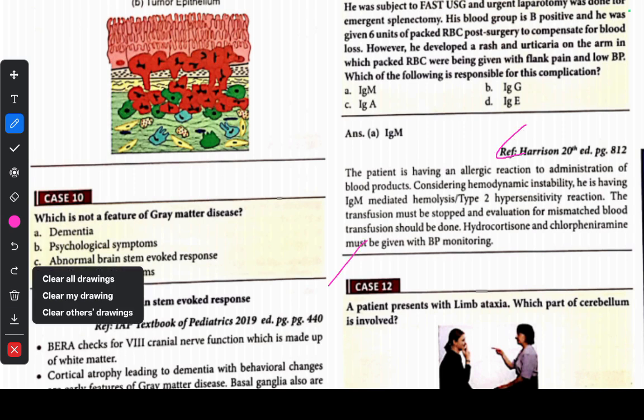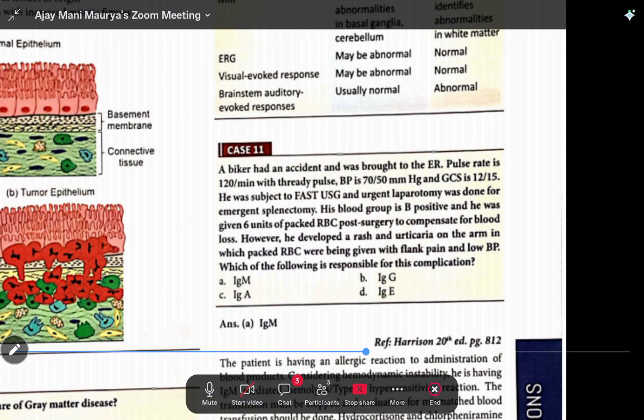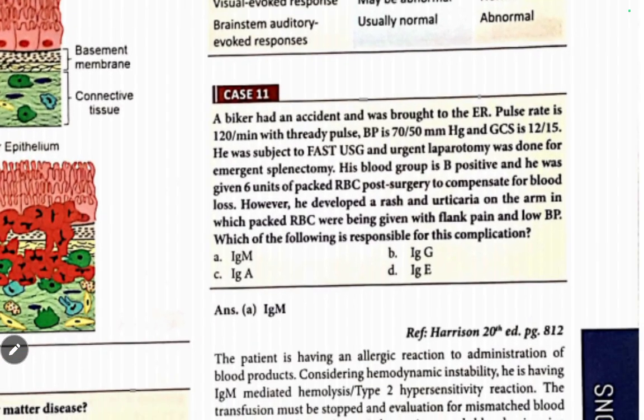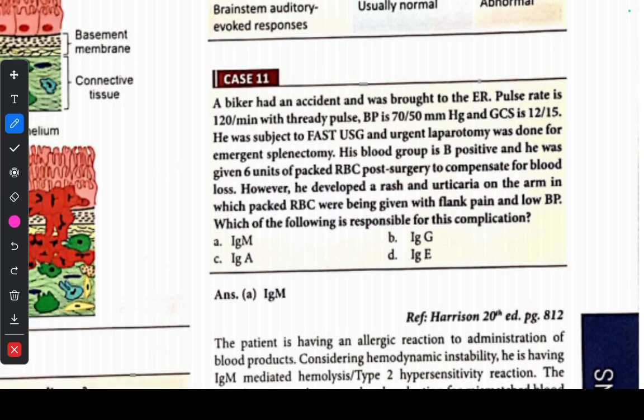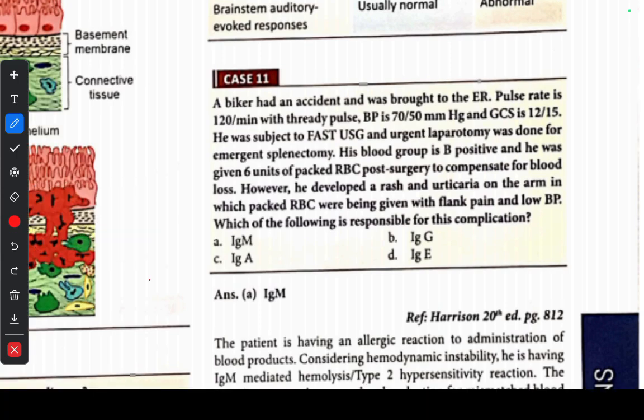10th, okay, done. Next, 11th one. See here what happened, please read the question once. Read the question, try to solve. Pulse rate 120, BP 70. Oh OMG, this is going towards your trolley. He was blood group B positive, and he was given 6 units of packed RBC. It is a transfusion, okay, this is a transfusion reaction.